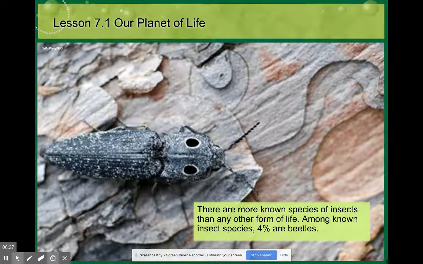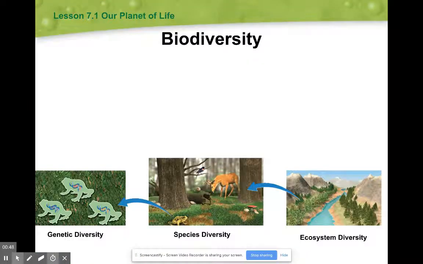Hey everyone, welcome to Chapter 7's lecture on biodiversity. We're going to look at two sections here. We're going to look at why biodiversity is so important, and then we're going to close off with the human effects on biodiversity and how certain organisms are adapting or being threatened by climate change. So let's look at biodiversity first.